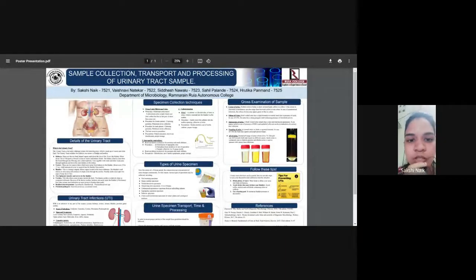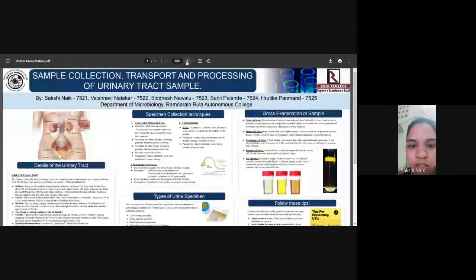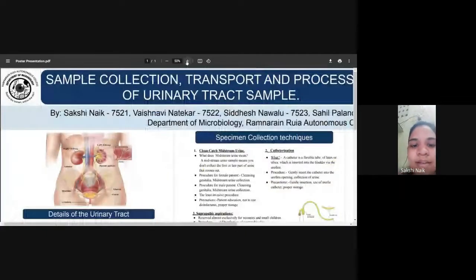So this poster mentions the details of the urinary tract, the infections of the urinary tract, and how a sample is collected. What are the types of urine specimen? Then how it is transported, processed, etc. So I'm going to explain the details of the urinary tract. So let us first start. What is the urinary tract?